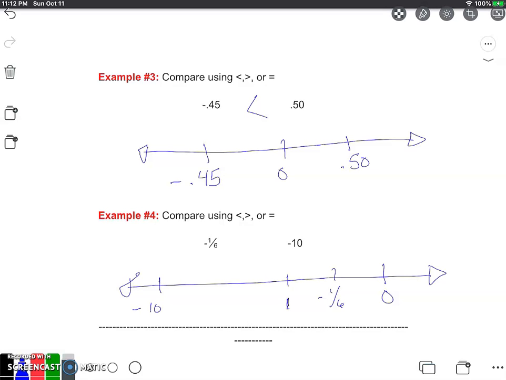So still looking at this, I know that 1/6 is going to be my biggest number, okay? And I'm showing you how to use a number line to identify this, all right? Because negative 1/6 is going to be closer to 0.